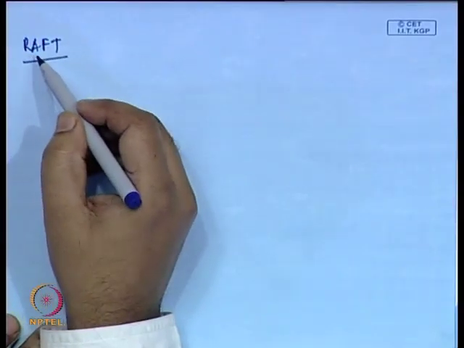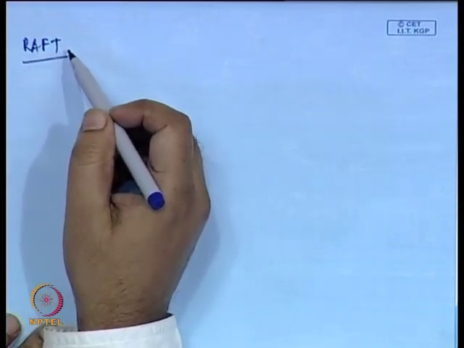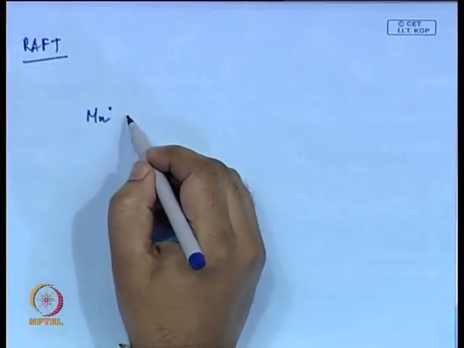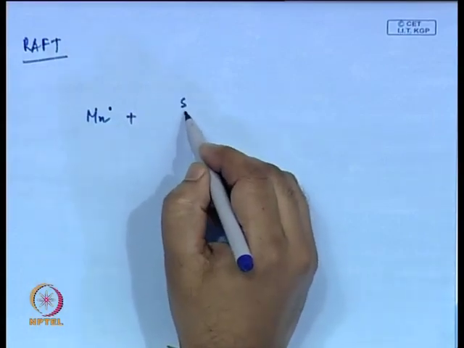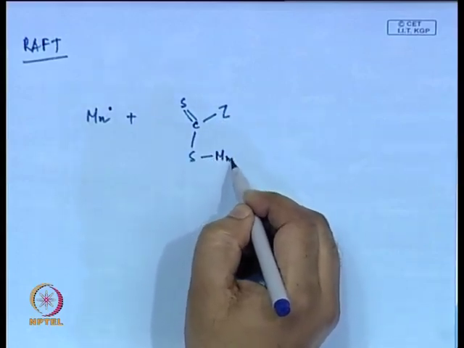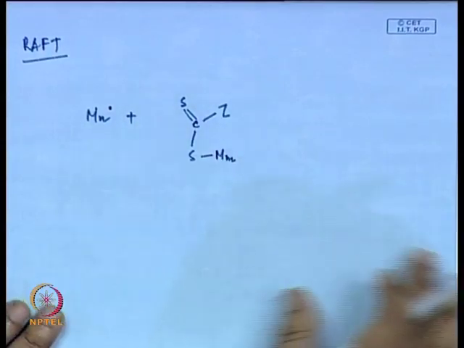Now, the third case, which is RAFT, reversible addition fragmentation transfer. The name suggests that it takes advantage of a reversible transfer reaction. Now, in this case what happens, the same way you have a chain, you have a chain transfer reagent here.